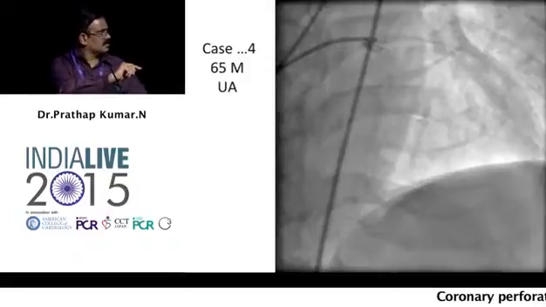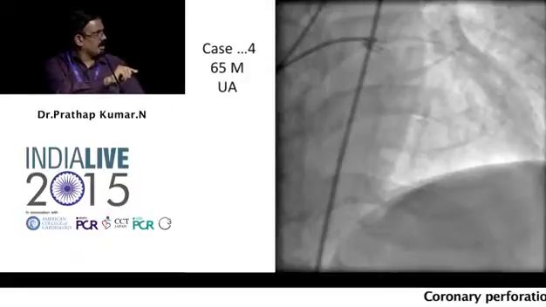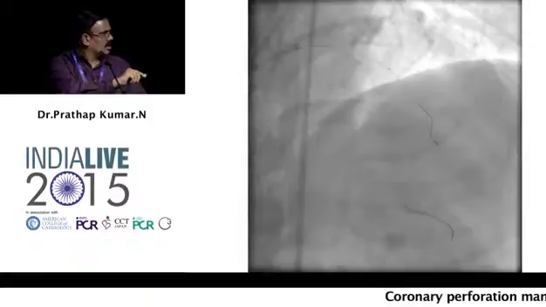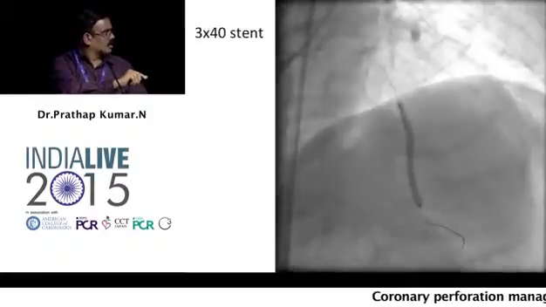This is another case. A lesion in the diagonal. 2 Galio wires, simple 2 into 10 balloon. Put 1 stent, 2 long stents I want to put.